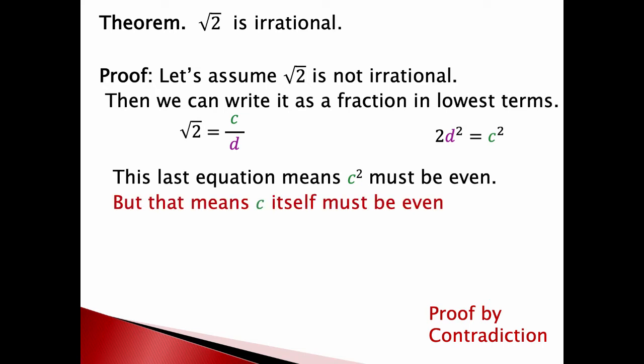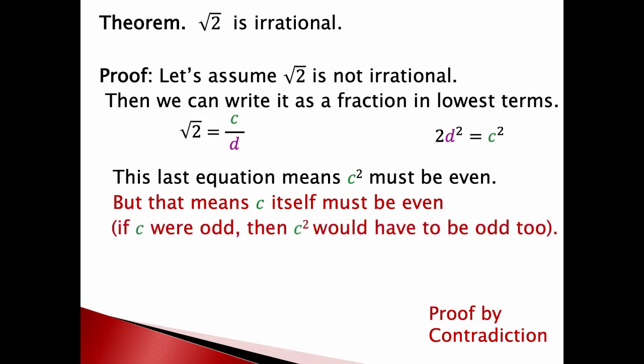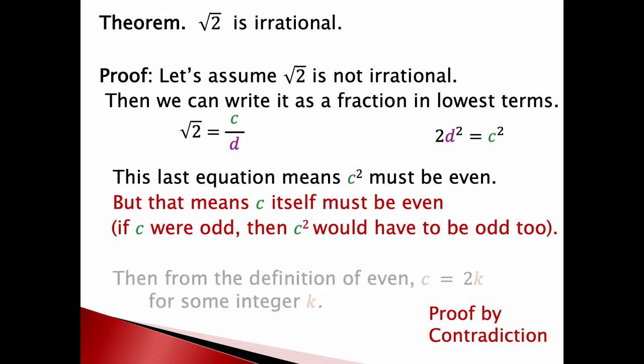Now that's not obvious from the equation, but think about this. If c were odd, then we had a homework problem that said if you square an odd number, it has to be odd too. So c itself is even. So that means that I could write c as 2k for some integer k.